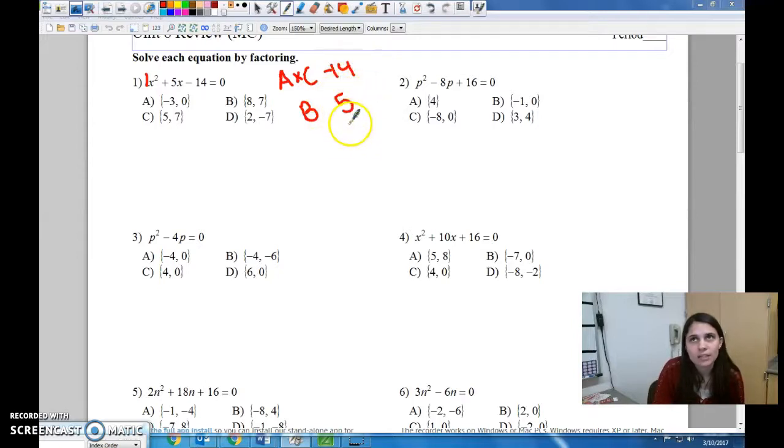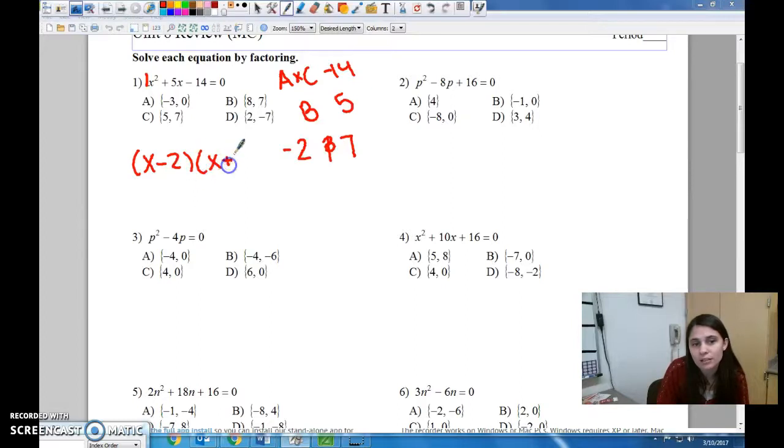So 1 and 14 isn't going to add to 5, but 2 and 7 I could get to 5, but 1 needs to be negative. So if I have a negative 2 plus 7, that's 5. Negative 2 times 7, that's a negative 14. Now here's the thing that often throws people off: sometimes they'll just think negative 2 and 7 is their answer. But that's what goes into your factored form, x minus 2 and x plus 7. To get your answer, you've got to set each of those equal to 0.